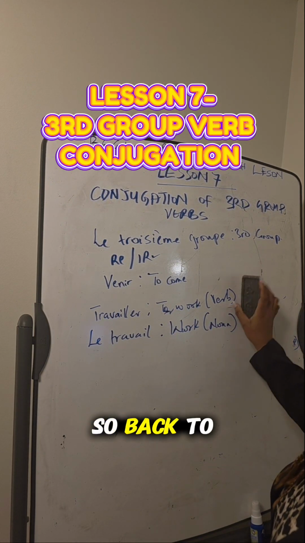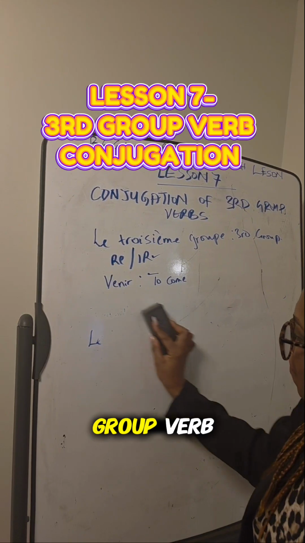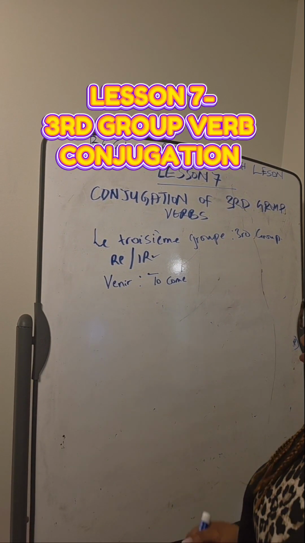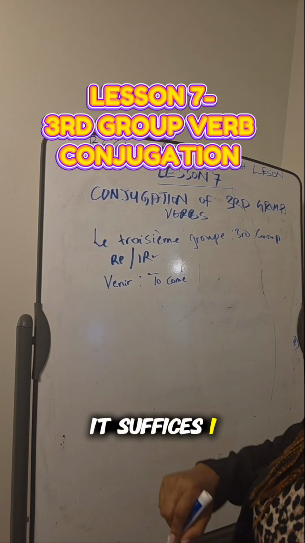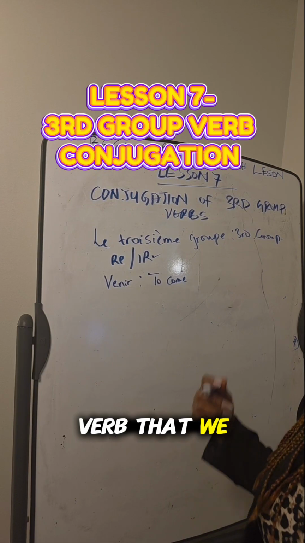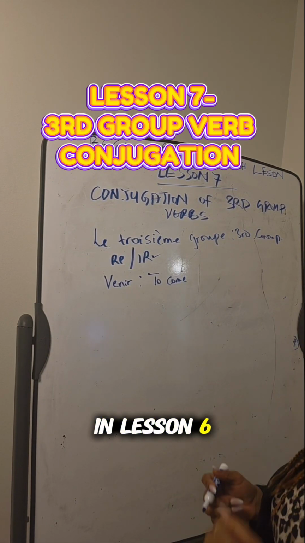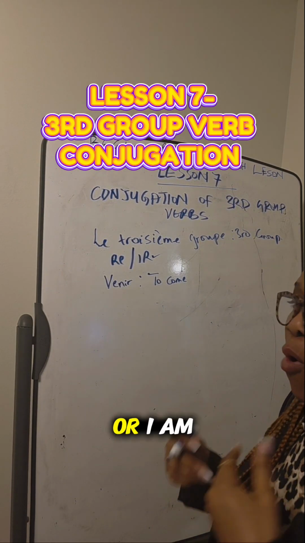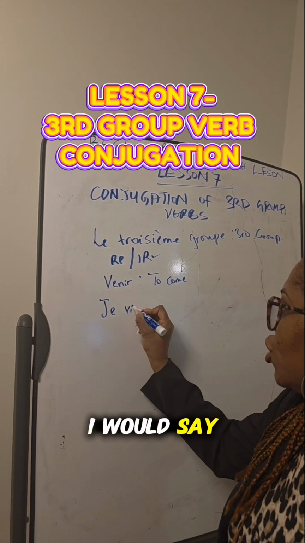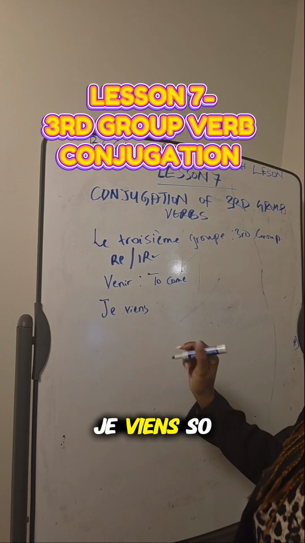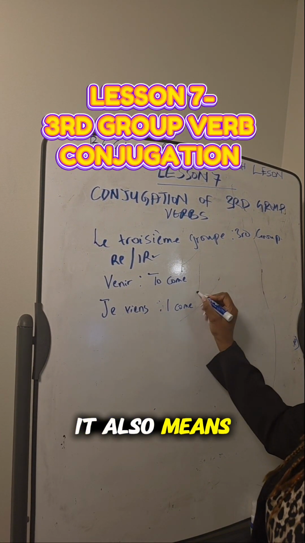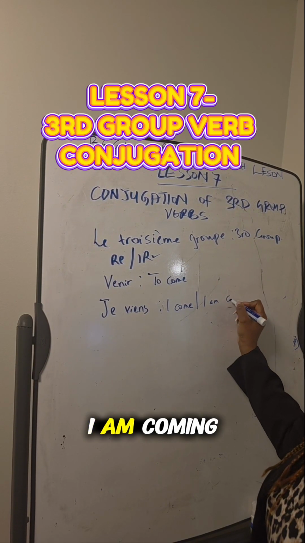All right, so back to the verb conjugation of the third group verb using venir. So venir means to come. You can see that its suffix is IR, just like we have here, and it mimics the second group verb that we saw earlier on in lesson 6. So I want to say I come or I am coming. In French, I would say je viens. So this means I come. It also means I am coming.